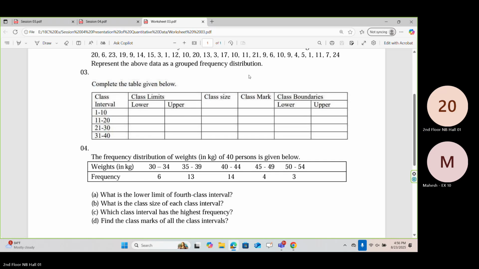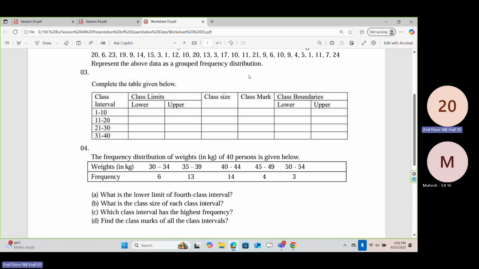Then we have to calculate the size of the class. 1 to 10, how many observations are there? Not 11, 10, no? 10 observations are there. Each class has the same class size, no? 10. Then what is the class mark? The middle point of each class interval. What is the first middle point? 5.5, then 15.5, 25.5, 35.5.